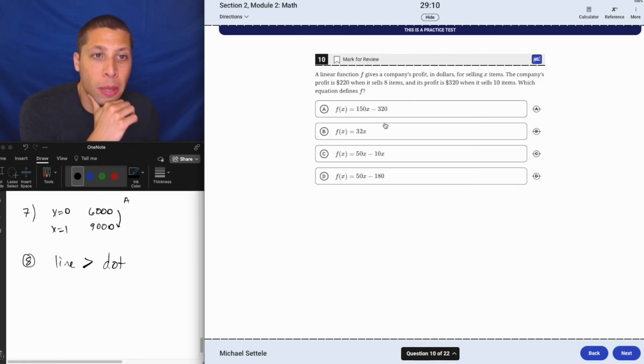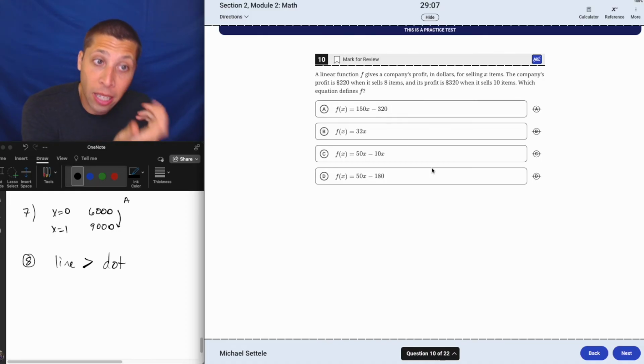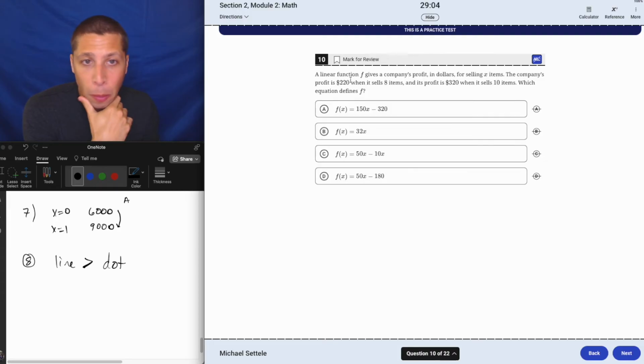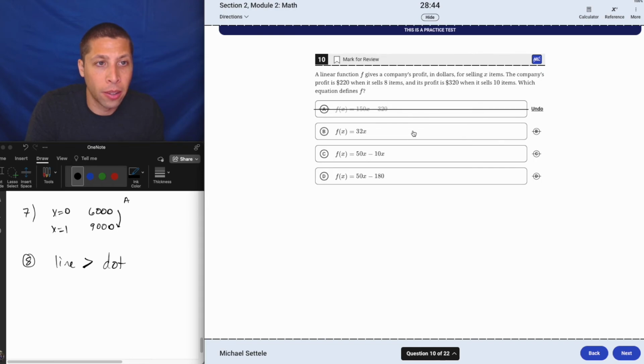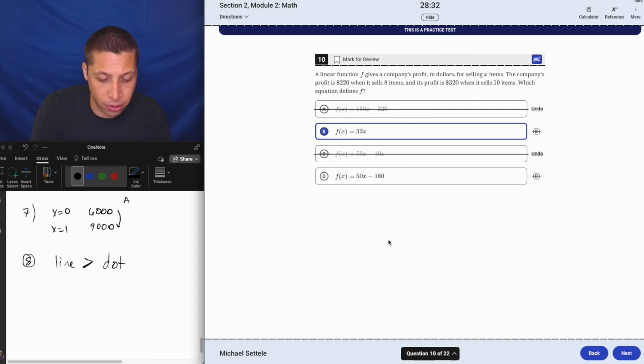If a linear function gives the company's profit in dollars for selling X items, the company's profit is 220 when it sells 8 items, and 320 when it sells 10. Which defines F? So this is plug points into equations. Let's plug in the 10 first, because that's easier mentally. So 10 is X, and we should get 320. Choice A is 1,500 minus 320, no way. So no. This one could work: 500 minus 100 is 400, so no. And this is 500 minus 180, which is 320. So these both could work.